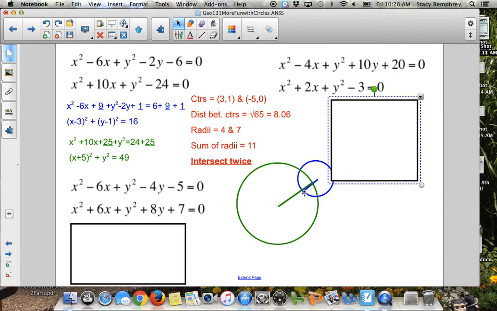What is this going to look like when you compare the sum of the radii and the distance between the centers when they intersect only once? How would these numbers compare there? How would they compare if they didn't intersect at all? So push pause and try that now.